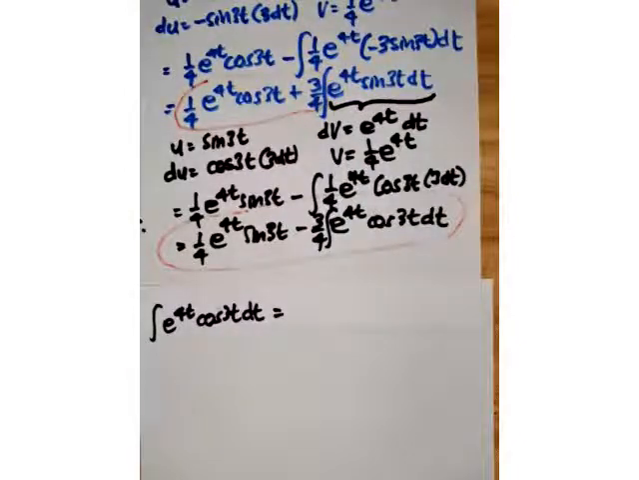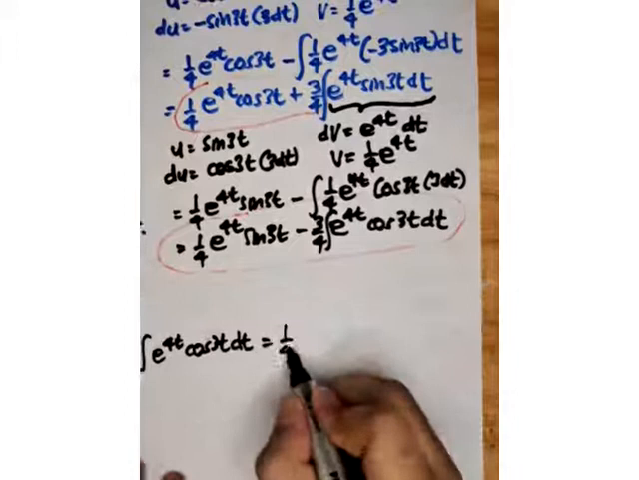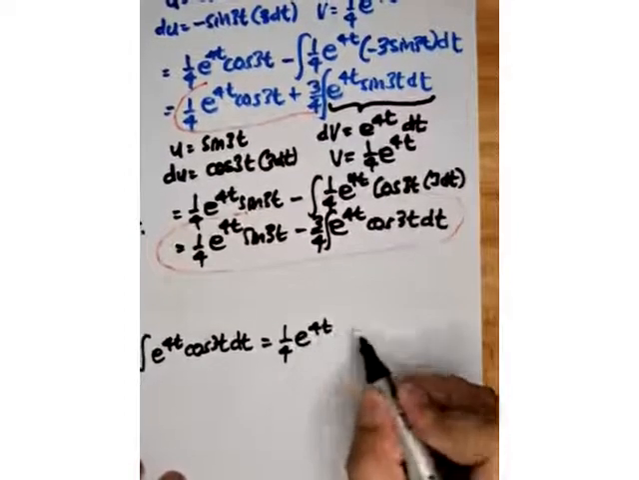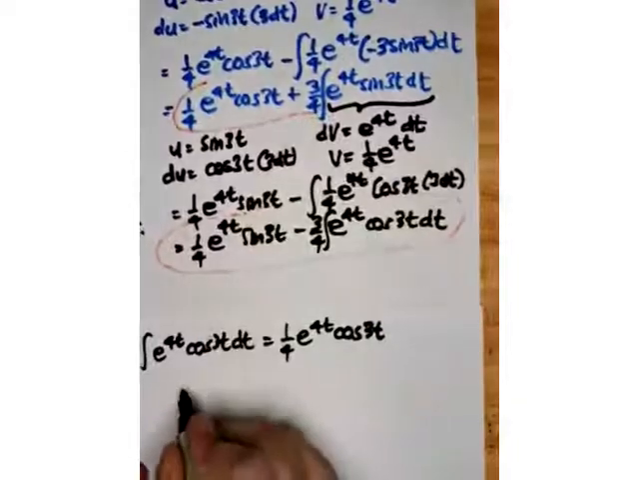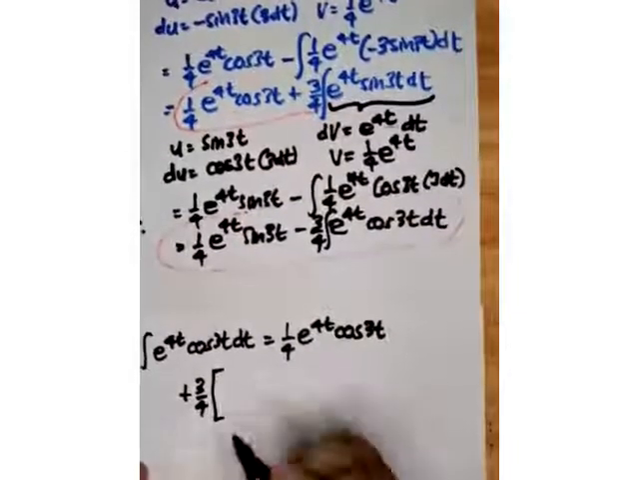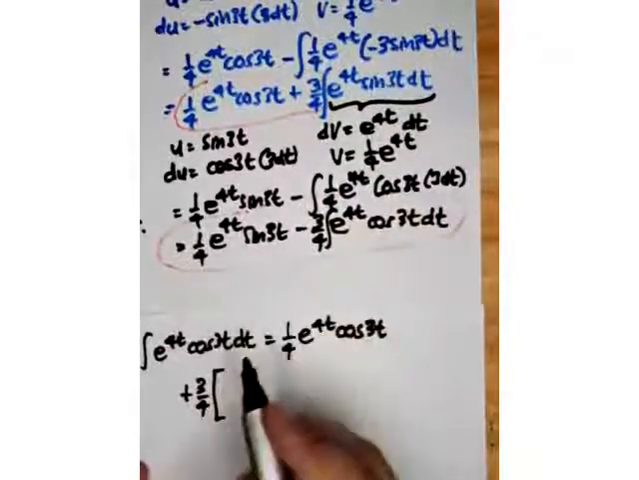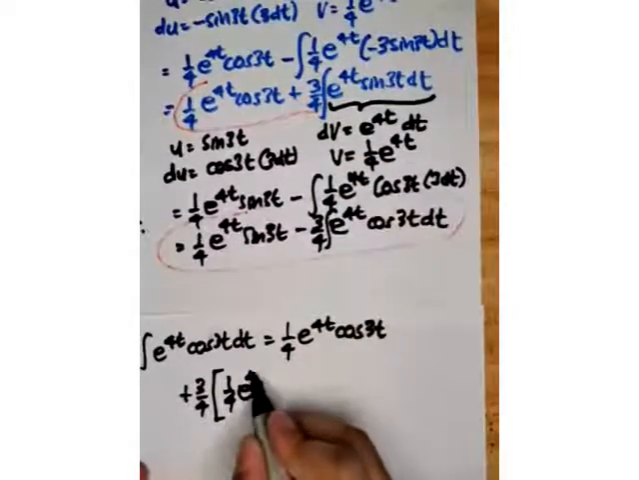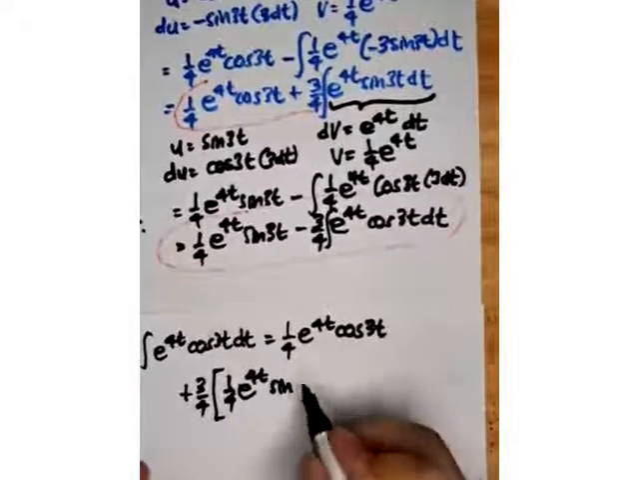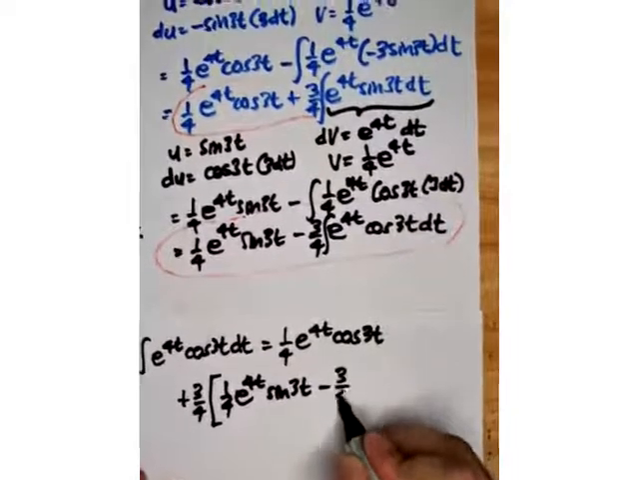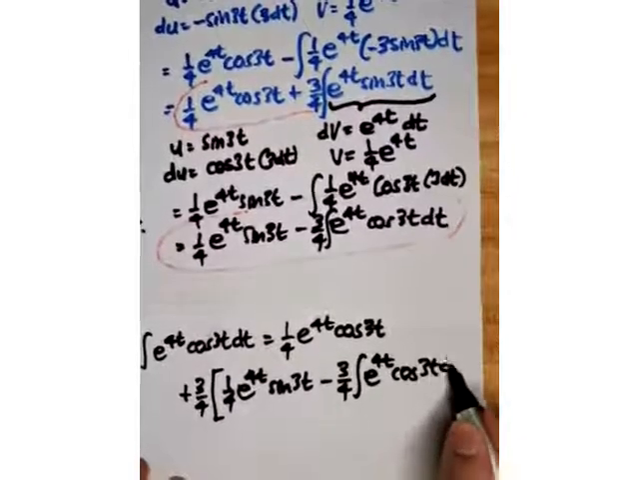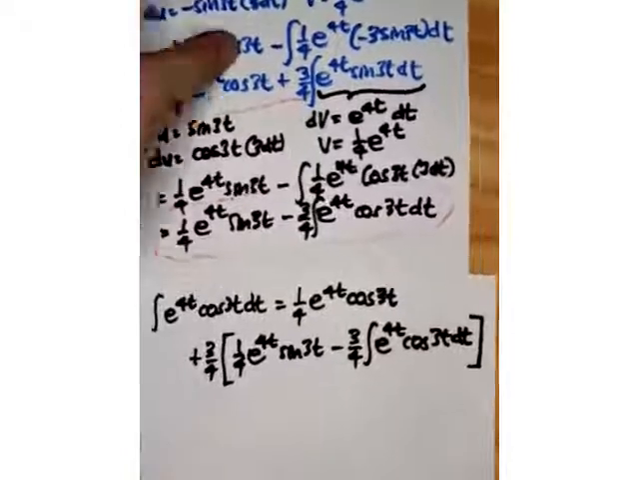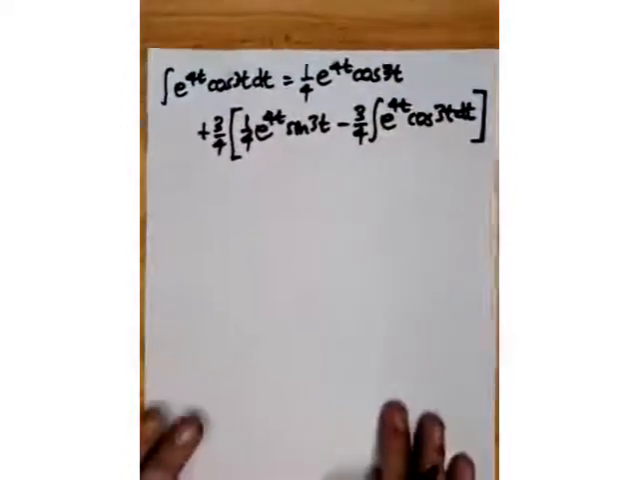So that's equal to 1/4 e raised to 4t cosine 3t, minus, no, plus 3/4 times the quantity, because this is this whole thing, 1/4 e raised to 4t sine 3t minus 3/4 the integral of e raised to 4t cosine 3t dt. Okay, so we simplify.